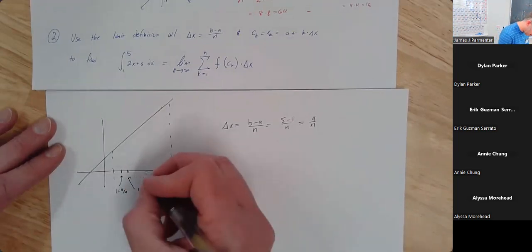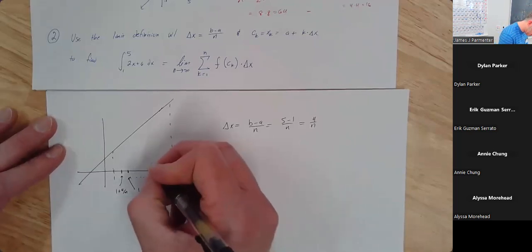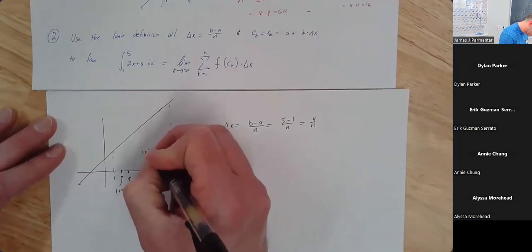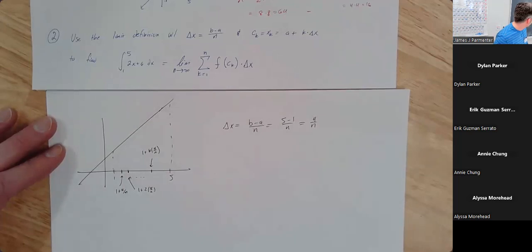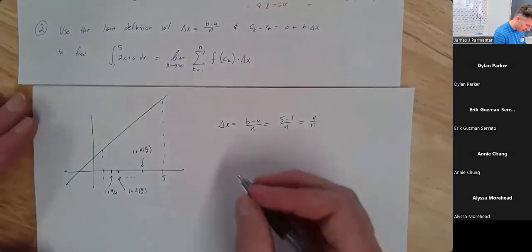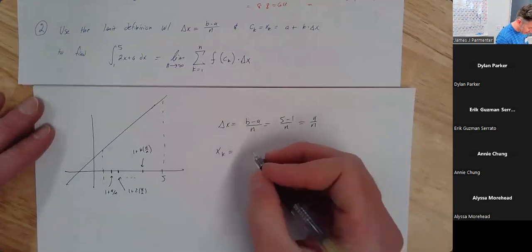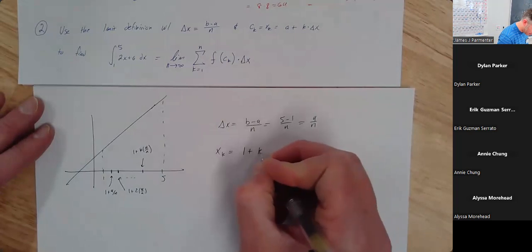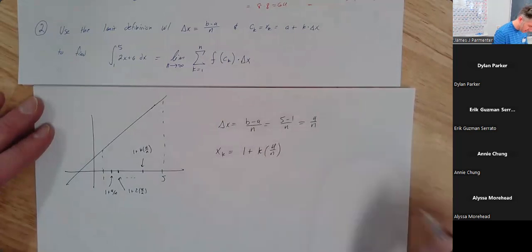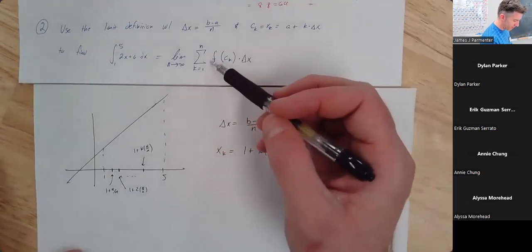So you get to the one over here that's at the kth spot. This one's going to be 1 plus k times 4 over n. You guys can see that all right. So my x sub k, which I'm using as my right endpoint, is going to be 1 plus k times 4 over n. And that's what's going into this limit of the sum of f of c sub k.